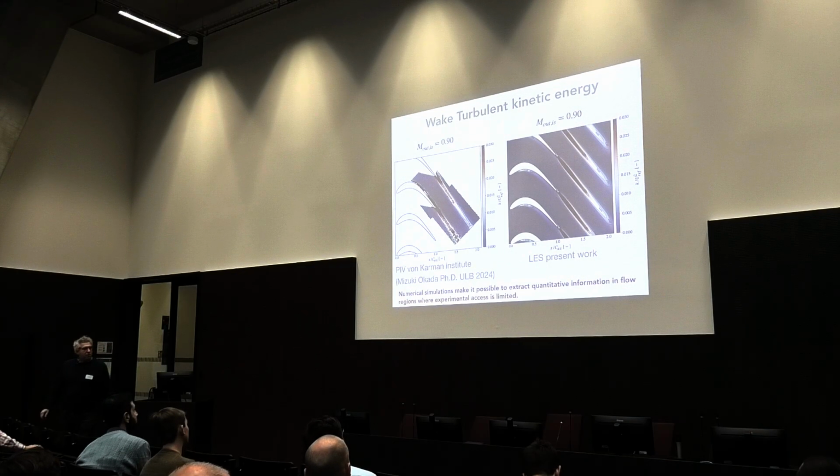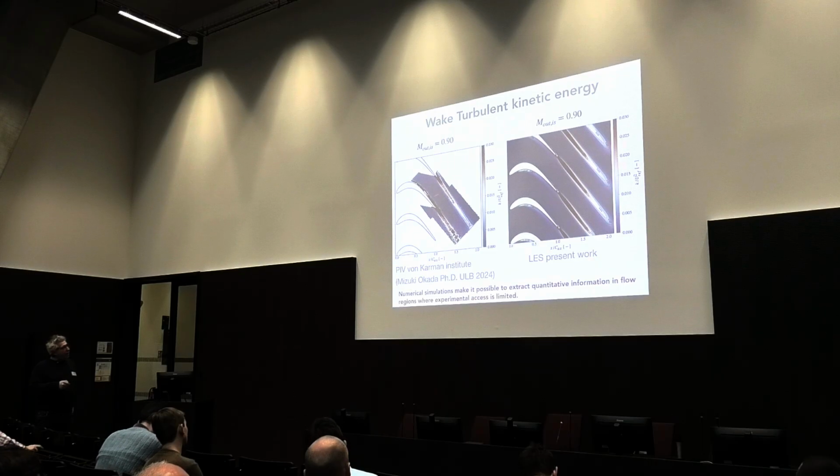And as already said during the introduction of the talk, the aim of the CFD is to make it possible to extract quantitative information in flow regions where experimental access is limited. Here we have an experiment that was carried out between ULB and von Karman Institute. It's an optical measurement that is called particle image velocimetry. And you see that close to the walls, you have no good prediction. And the optical window where you can make movies and average the images is quite limited.